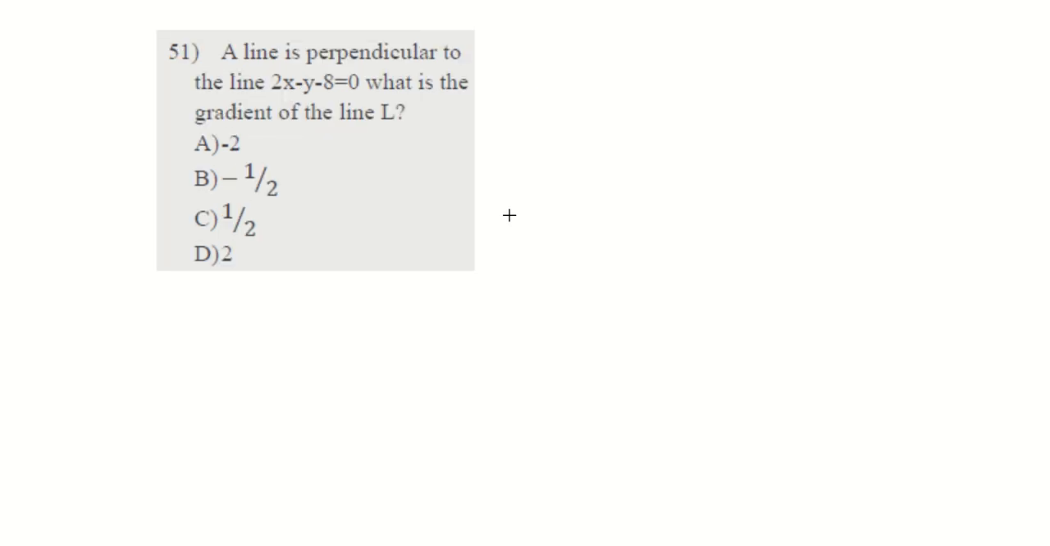Number 51, a line is perpendicular to this line. What is the gradient of L? This line, no, the one that's perpendicular. Now we know that for perpendicular lines, m1 by m2, the product of the gradients of perpendicular lines is equal to -1. So a line is perpendicular to this line. What is the gradient of that line, the line which is perpendicular?